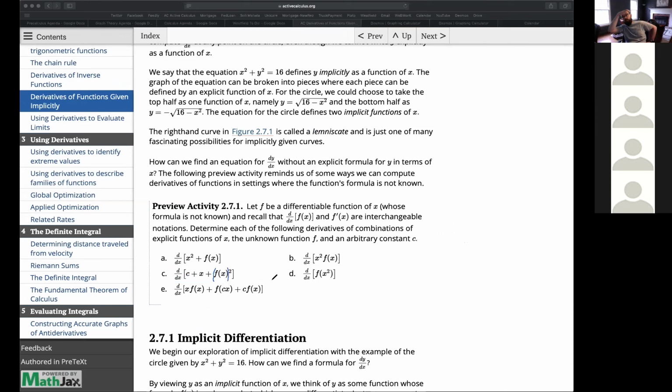So think about it like this, right? You're going to have these parentheses that go around your f of x. So your inside function is f of x, and then your outside function is x squared. Oh, the inside function is. Yeah. Okay. So for C, when I take the derivative of a constant, that's going to be 0. The derivative of x is 1. And then what are we going to get for this?